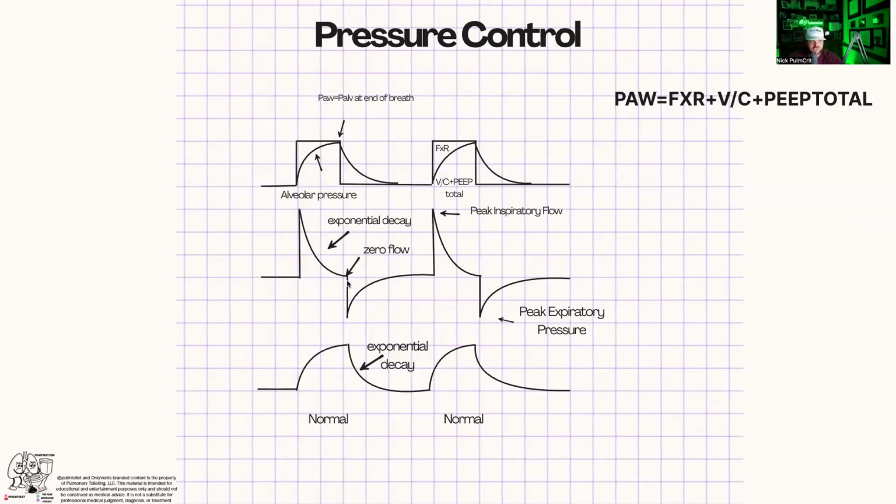Once flow goes to zero, that means that your alveolar pressure equals your airway pressure at the end of the breath. Now, that's not always true because it depends on the mechanics, but to understand this, we'll assume that that's true because it makes understanding this whole thing easier. Okay? So we'll put that stipulation that they're equal at the end of the breath.